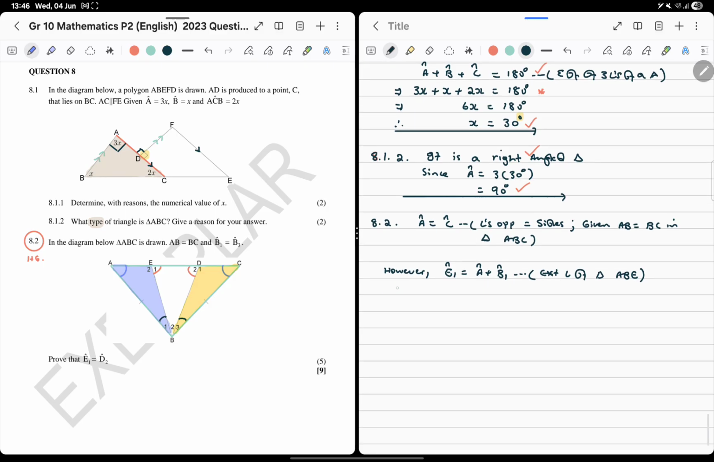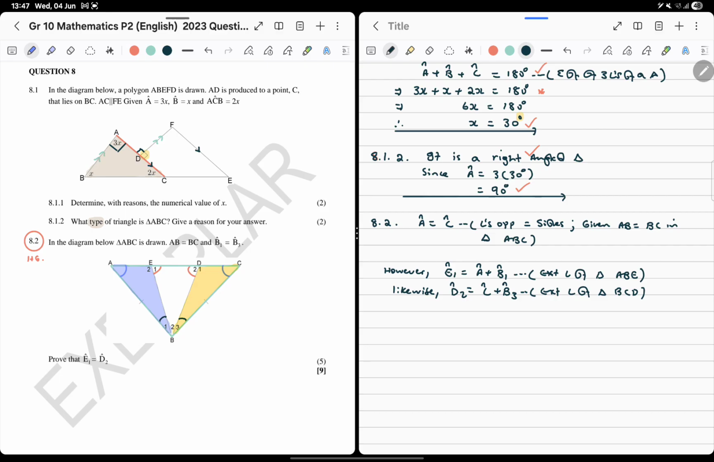We can say likewise, because a similar thing. We know that angle D2 is going to be equal to angle C plus angle B3. Can't be B1. Okay, again, this is the exterior angle of triangle. This one is going to be CBD or BCD. Let's just say BCD, just for the vibes. How you name a triangle is not really that important.